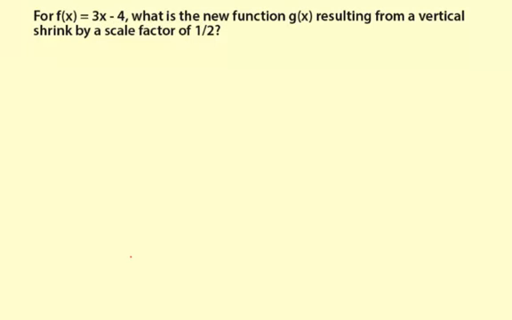For f of x equals 3x minus 4, what is the new function g of x resulting from a vertical shrink by a scale factor of 1/2? So for a vertical shrink, you're multiplying the outputs by 1/2. So your g of x is going to be 1/2 times f of x, which is the outputs of the function f of x. Okay, so basically, g of x is going to be 1/2 times this 3x minus 4.